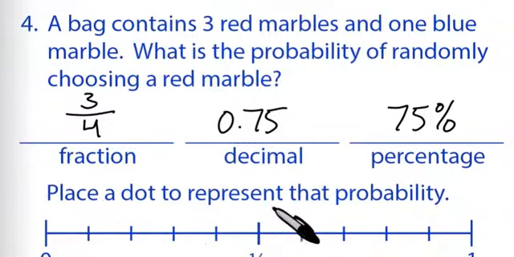Now we need to place a dot to represent that probability. So 75%, or 3/4, is going to be right over here. I'm counting the percentages here: 10, 20, 30, 40, 50, 60, 70, and then another half to get 75. So our probability is right there.